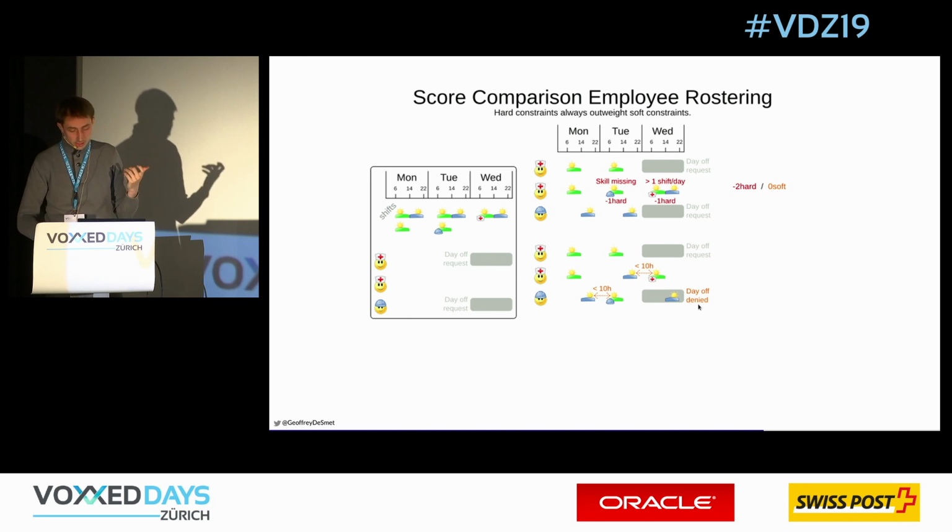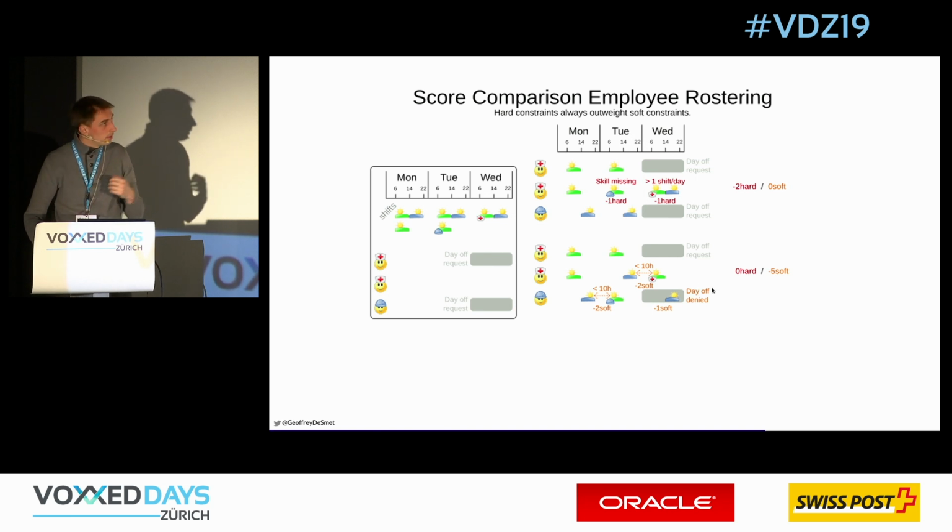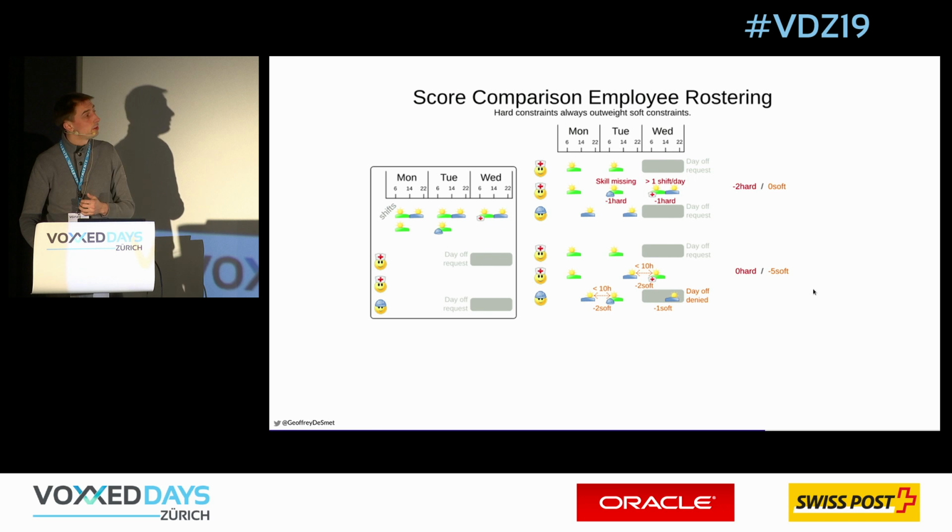So how do we quantify this? Well, we have no hard constraints broken, so we have 0 hard broken. But for every hour we are below the 10-hour mark, I'm going to reduce 1 soft point. So I've actually increased the weight on those constraints a little bit. And for every time we have a day off request that we are not able to give to the person, we lose 1 soft point too. So in total we lose 5 soft points.